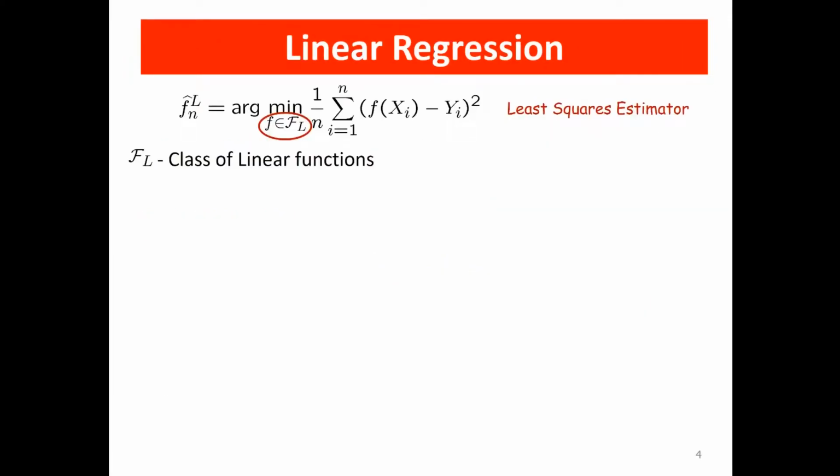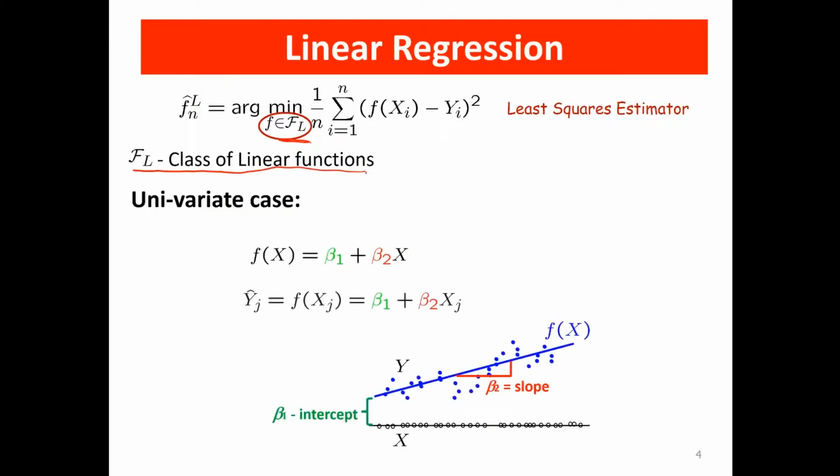In linear regression, we do empirical risk minimization, but we assume that the function set that we consider in the empirical risk minimization, that function set is a set of linear functions. How does this function set look like? If we assume that x is one-dimensional only, then the set of linear functions are just those functions that have this form. f of x is beta 1 plus beta 2 times x, where beta 1 and beta 2 are the parameters of the function f. We are going to use these linear functions for prediction.